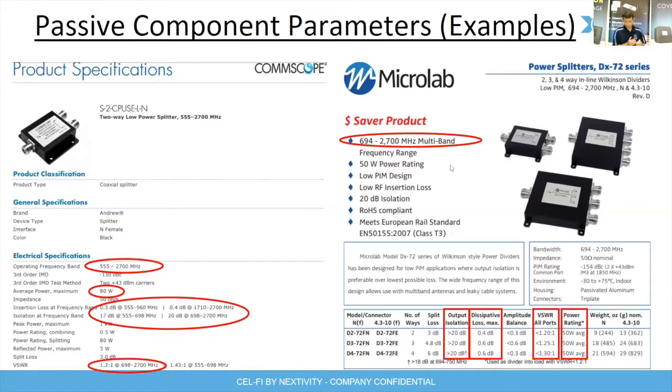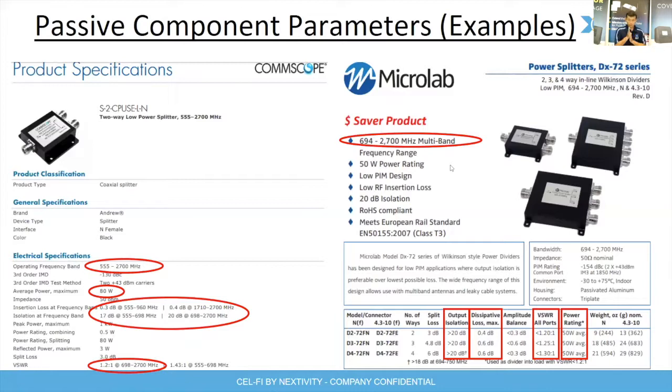Then we can see the VSWR specs in the next box. And the last box is the power rating. You can see that the power rating for Microlab is 50 watts. It is less than the power rating for CommScope of 80 watts. So now we know how to find all these performance metrics in the data specification sheet, or spec sheet.